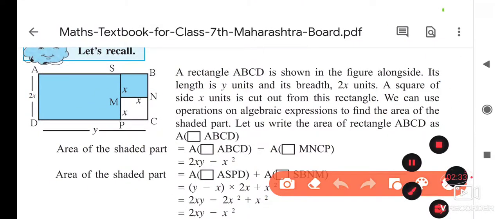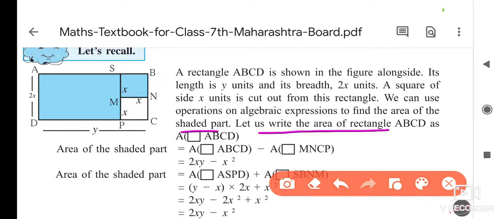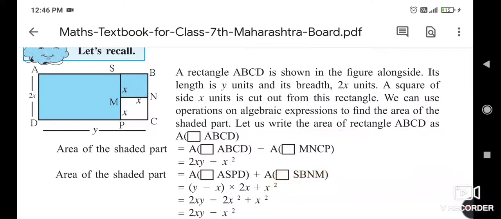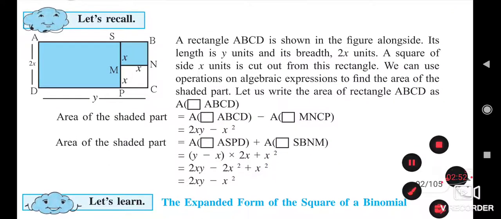Area of the shaded part. Let us write the area of rectangle ABCD. As we know, area of a rectangle is equal to length into breadth. And here we have to find the area of the shaded portion.